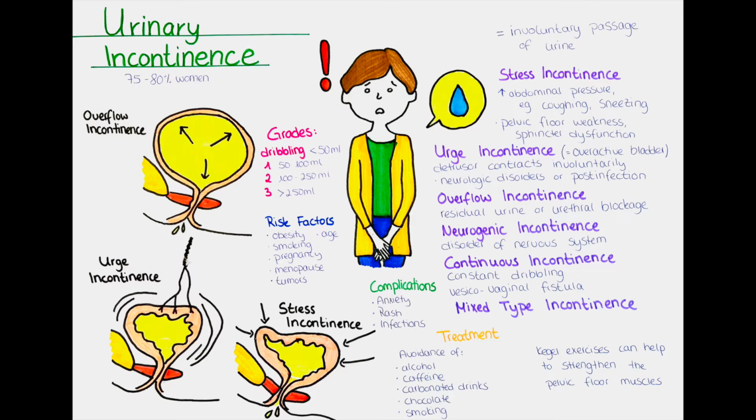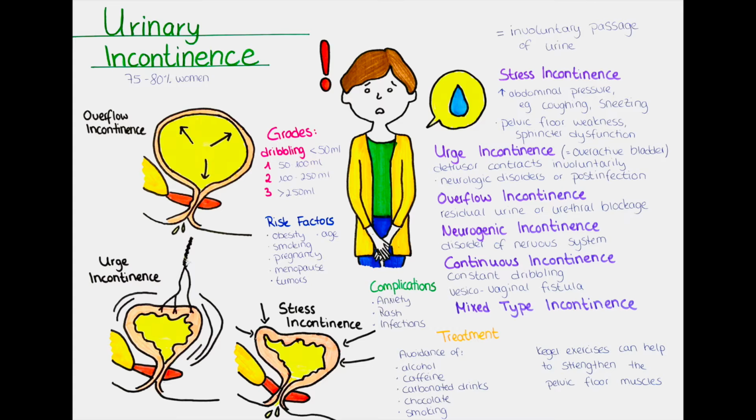The next type is the urge incontinence, also called overactive bladder. Here the detrusor muscle of the bladder contracts involuntarily. The patient usually experiences a sudden urge to go to the bathroom together with leakage of urine. This can be due to neurologic disorders or a hypersensitivity of the bladder after an infection.